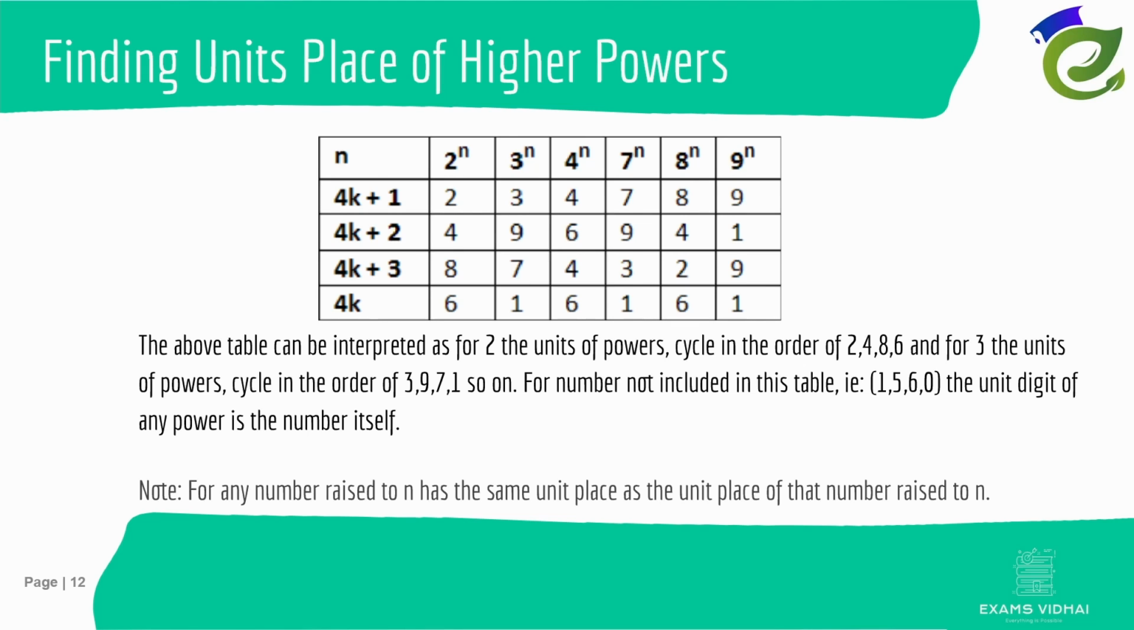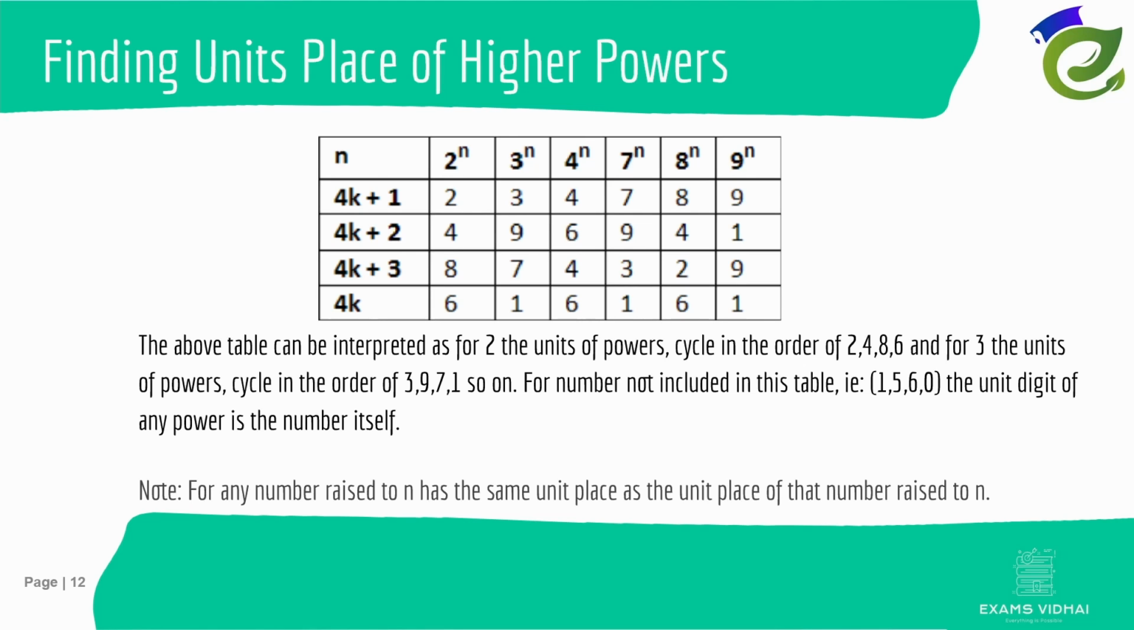For 1, 5, 6 and 0, raised to any power, the units place will be the number itself. 1 power 10 would be 1. 1 power 10,000 would be 1. 5 power 10,000, the units place would be 5. 6 power 10,000, the units place would be 6. So for 1, 5, 6 and 0, the number raised to any power has the number itself as the units place.